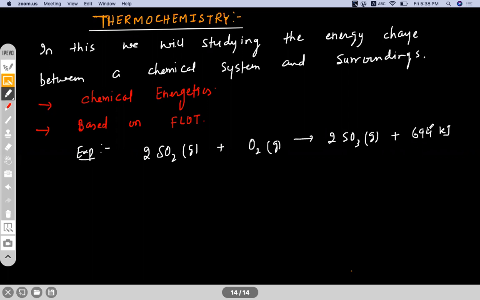Whenever you write a plus sign over here, it means the heat is evolved or absorbed? Tell me. Heat is evolved or absorbed? Evolved, right? So this plus sign means the delta H is negative. If you write down delta H for this reaction, that would be minus 694 kilojoule. If you write a negative sign here, then delta H would be positive, energy is getting consumed.